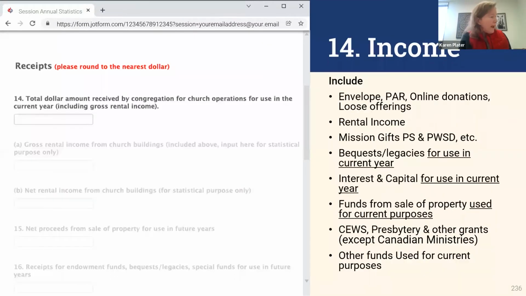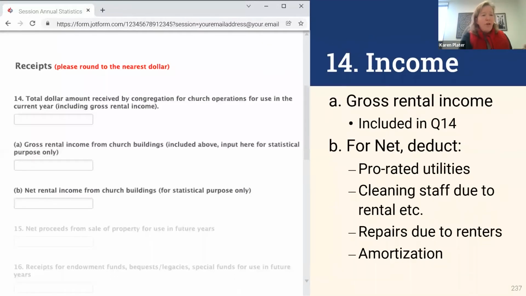Oh no, 14A. Oh, the gross rental income, right. You'll notice last year we added this question. So the gross rental income and the net rental income. You may be wondering why we want to know this. Well, one question was in line 14, should people be reporting the gross or the net rental income? Right now, the policy is that the gross rental income would be reported there. But we've been asked to consider perhaps it should change to net rental income.